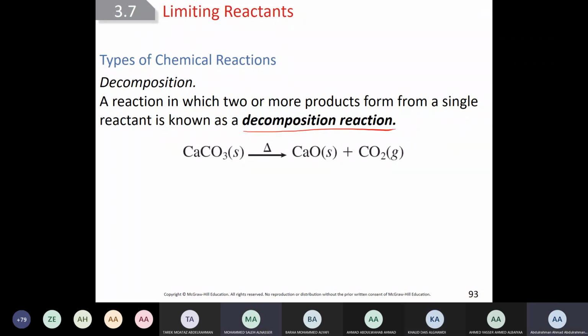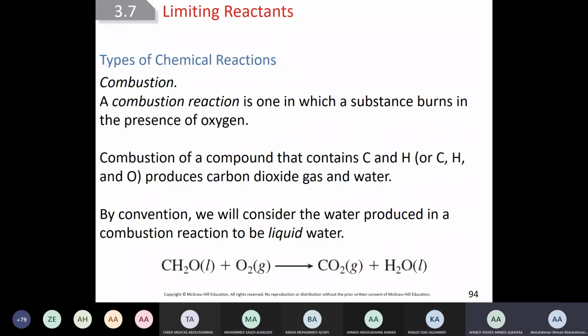What do you call this reaction? Decomposition. Decomposition reaction. We take XY and make X plus Y. What do you call this reaction? Decomposition. And the last one.